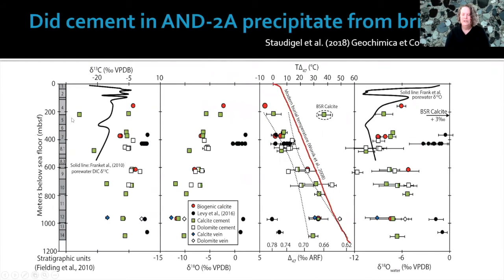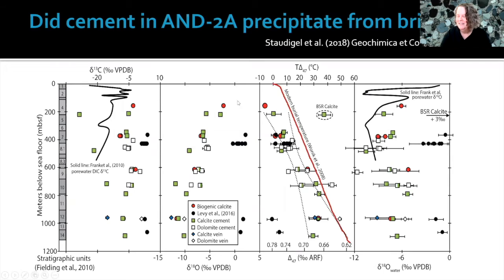And here are the results. The squares in this diagram represent intergranular cement. The red and black circles that you can see here are the compositions of fossil material. Now, I don't have time to get into the carbon oxygen or the carbon isotopic data, so I'm going to focus on the remainder of the diagram.